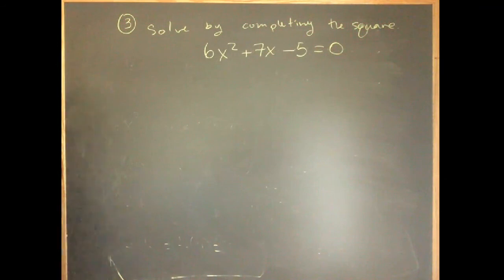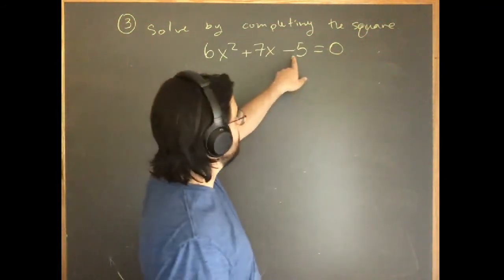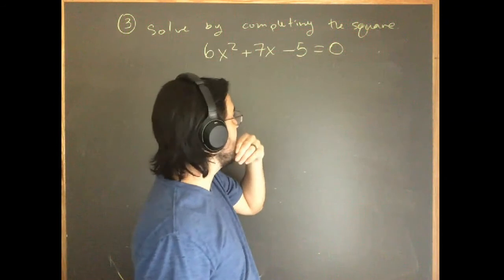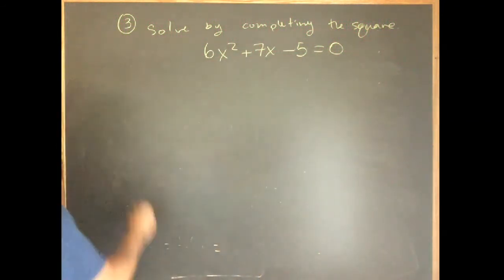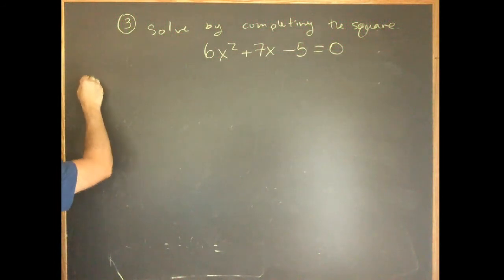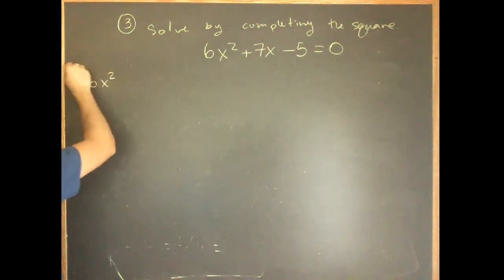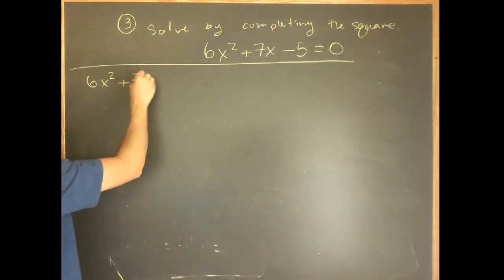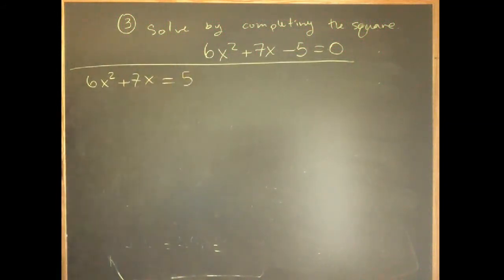So those steps that we said before, the first one was to move the 5 to the other side, right? So move everything without an x to the other side. So if we do that, I'm going to start over here just so we have enough room to move to the next side of the board. We're going to get 6x squared plus 7x is equal to 5. Okay, so that's just adding the 5 to the other side.